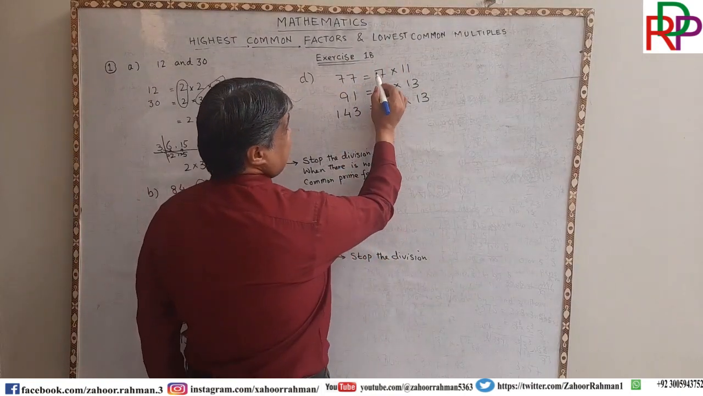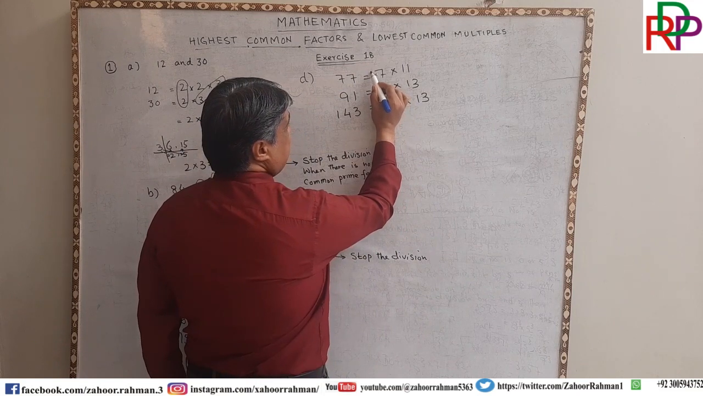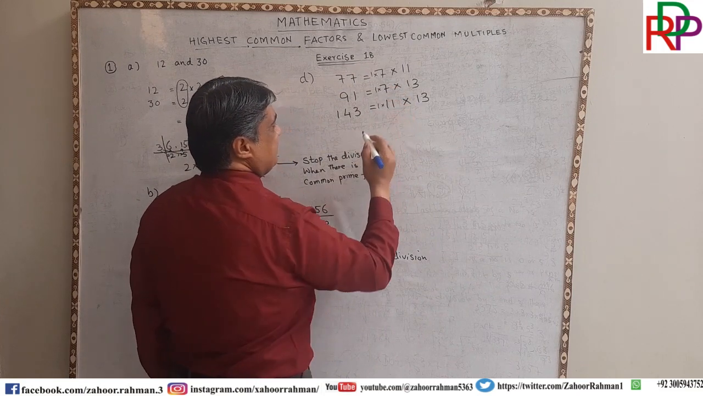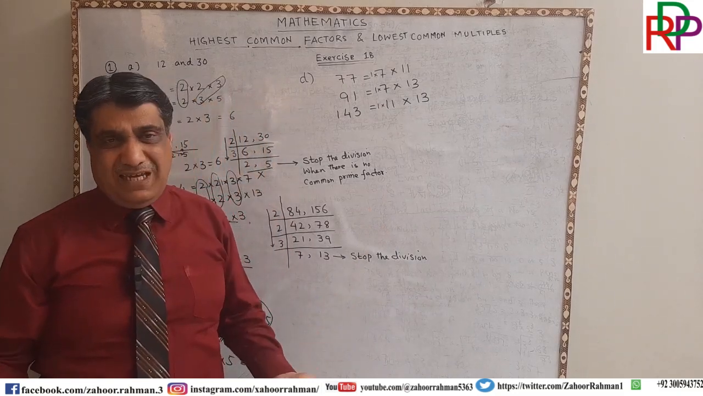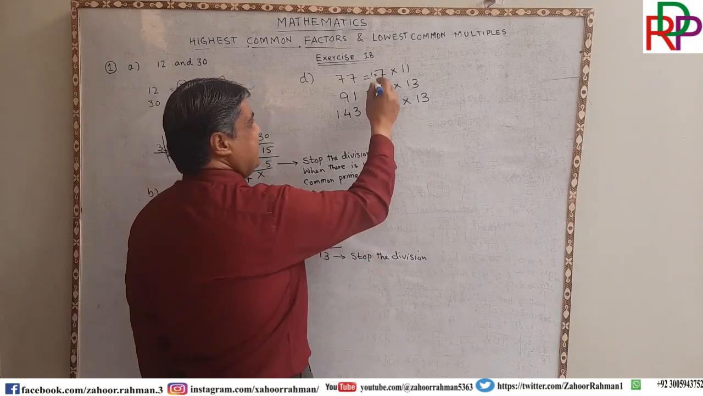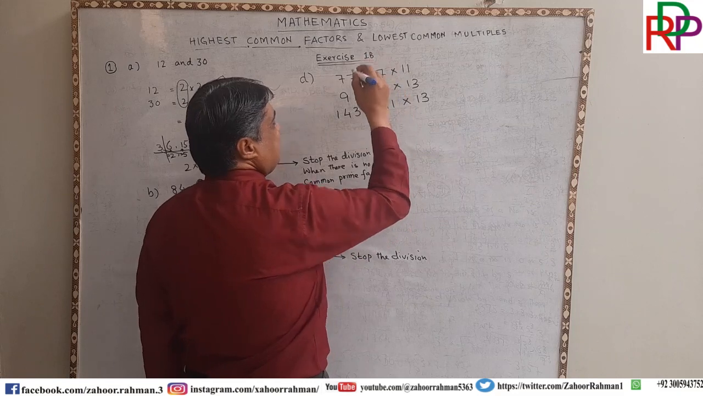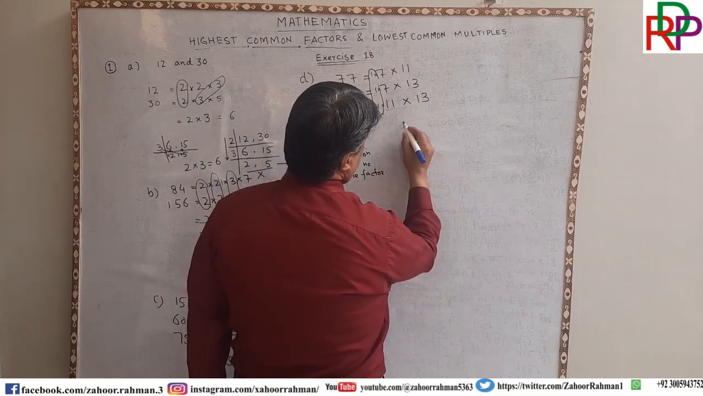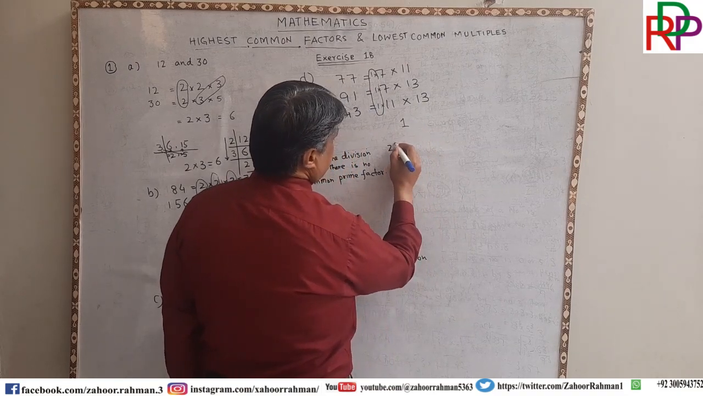When nothing is common there, you must understand that 1 is the common factor. 1 is the factor of every number. So 1 is here, and this 1 is common in all the three. So the highest common factor is 1, and 1 is the answer.